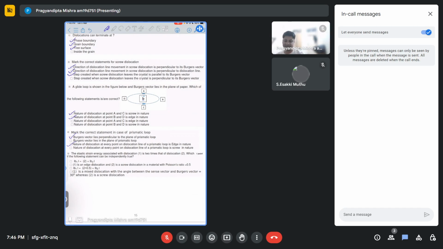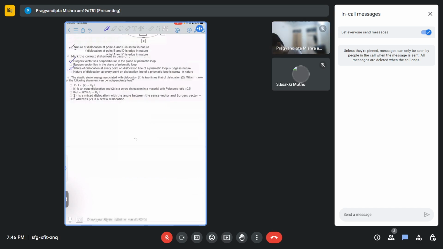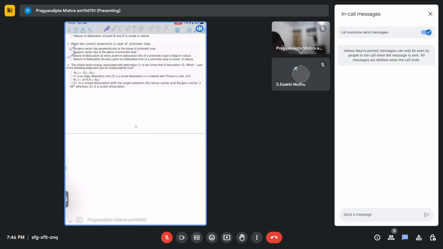Next question. It's a problem. They are saying elastic strain energy associated with dislocation 1 is 2 times that of dislocation 2. So what they're saying is strain energy, which means E total for 1 is equal to 2 times E total for 2. Right? This is what they're saying. Which of the following statements can be independently true?